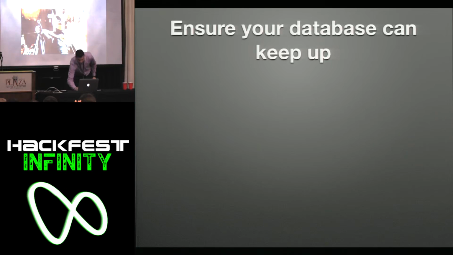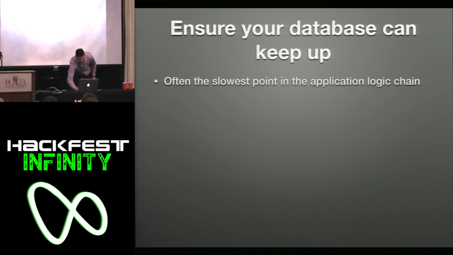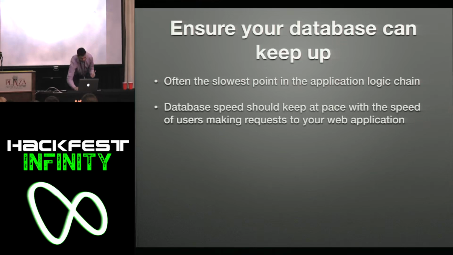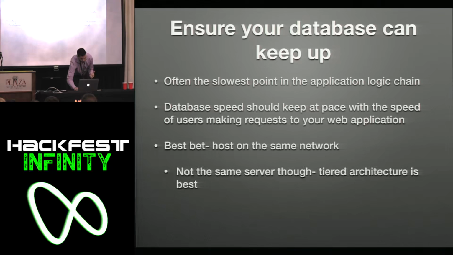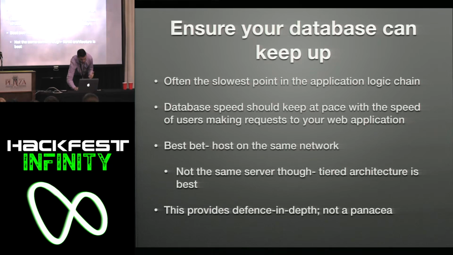Some best practices. Ensure your database can keep up. The database is a remote resource that introduces latency. So when you're accessing shared resources and there's latency between it, that can introduce cases where there's a race condition. Because that's the slowest point between the application and the database, you want to optimize that as much as you can.